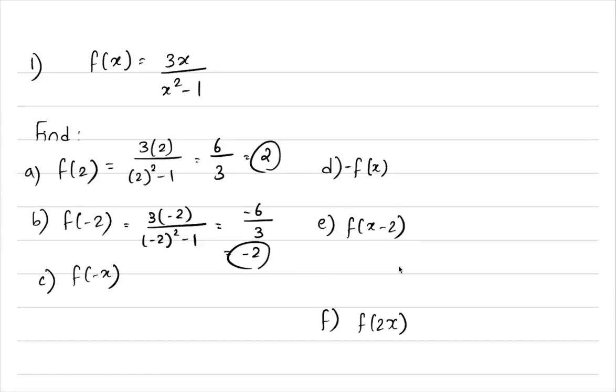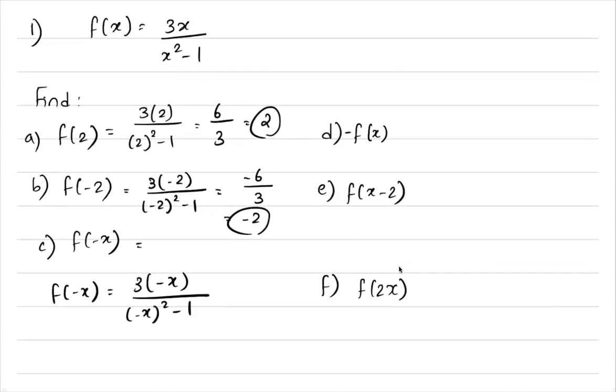All right. So in the next one, we are going to replace x with -x. So wherever you see x, you're going to replace it with -x. And this is what happens. And again, when you square a negative, it becomes positive. So the denominator is going to become x squared minus 1. However, the numerator, you're multiplying 3 with -x, that is -3x.